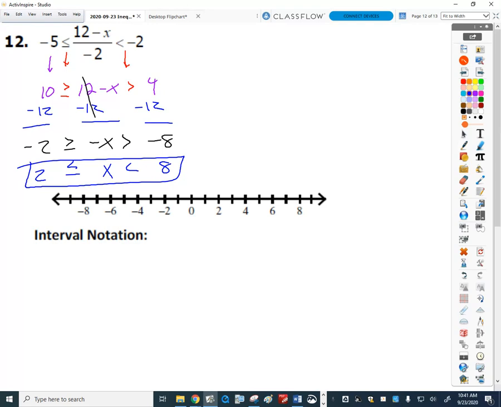So if I graph that, it's just going to look like that, right? So using interval notation, whoops, I already made a mistake. Using interval notation, that becomes a 2, that becomes an 8, that's a bracket, and those are parentheses.